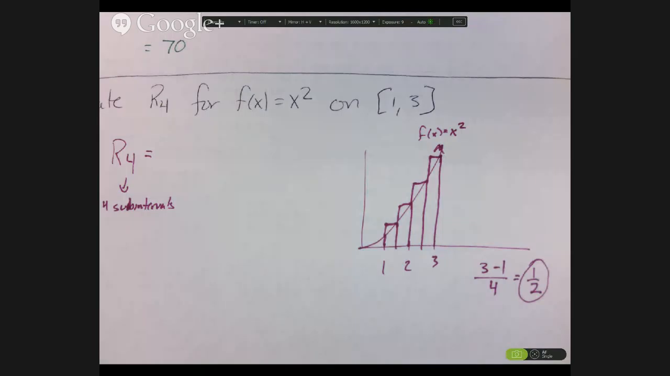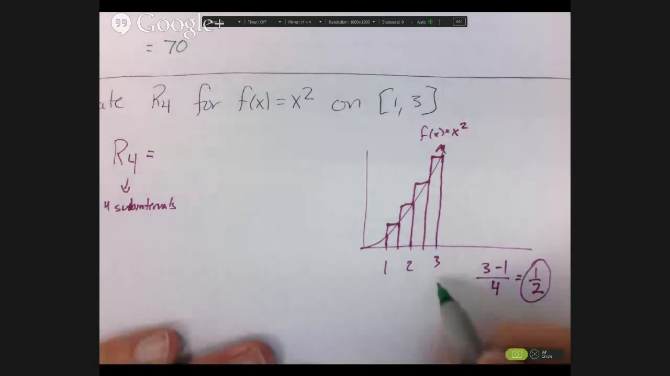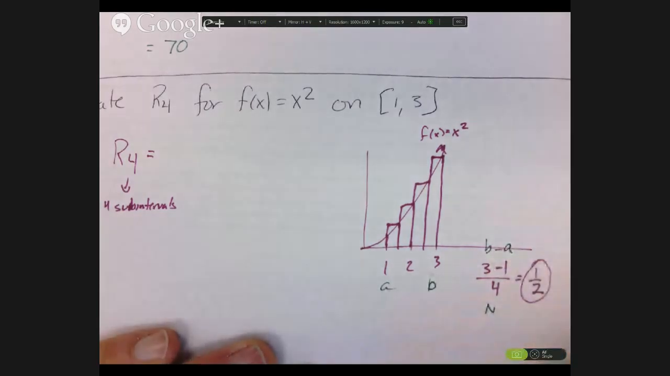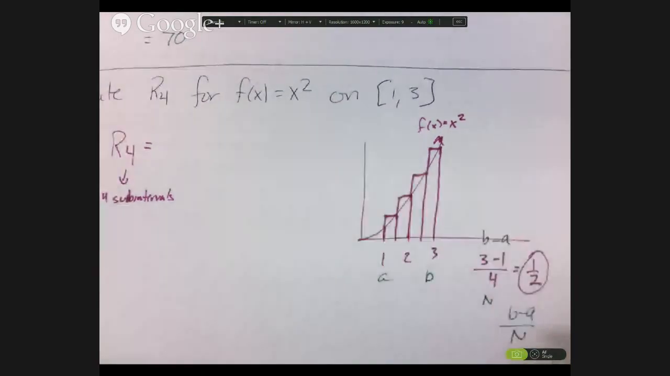Is there a formula for calculating the size of the interval? Yeah, I just gave it to you. It's 3 minus 1 over 4. B minus A over N.